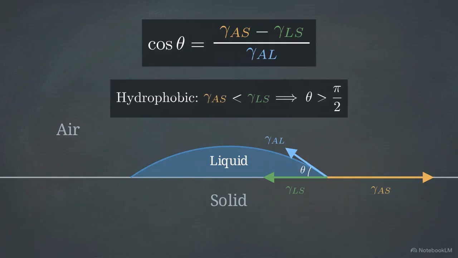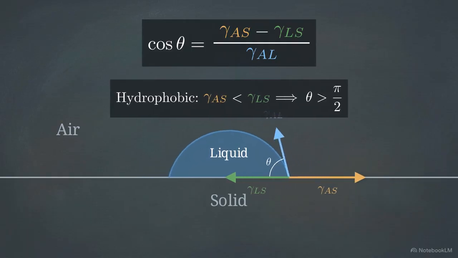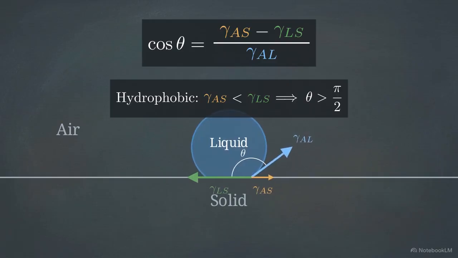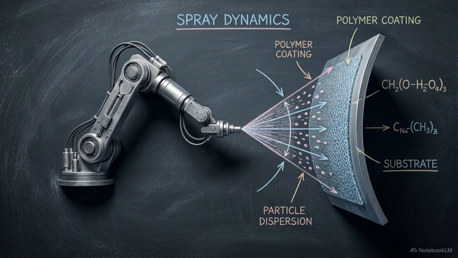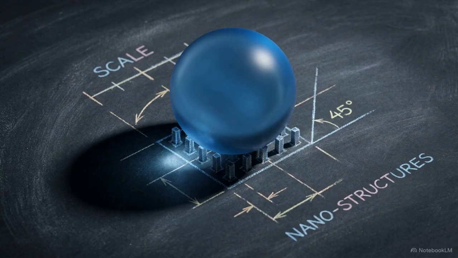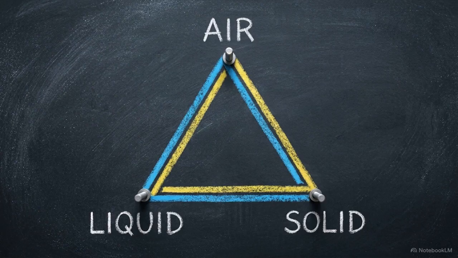Conversely, if the air-solid tension is lower, the angle exceeds pi/2 radians. The droplet is forced to bead up into a hydrophobic state. In extreme engineering applications, such as the design of highly water-repellent textures, surfaces are structured to force this contact angle as high as 5 pi/6 radians. The degree of wetting is the rigid geometric result of these three competing interfacial energies.